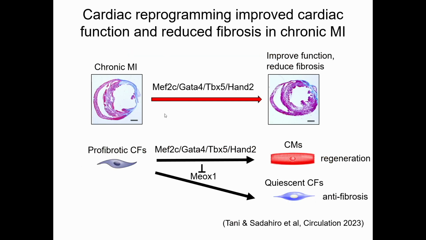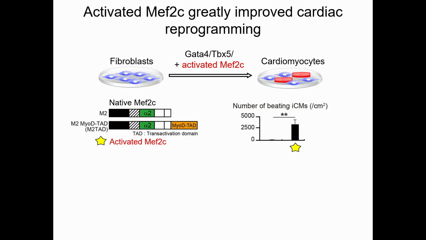So this is a kind of summary of our paper. We found cardiac reprogramming could repair chronic MI, and we found the mechanism of this repair. Lastly, I'm going to talk shortly about our new data on how we can improve cardiac reprogramming efficiency.